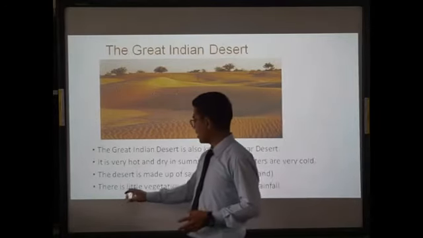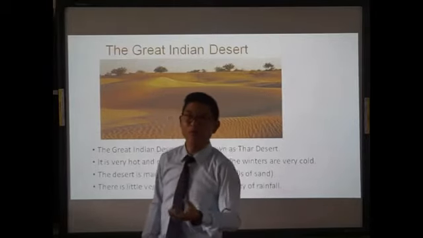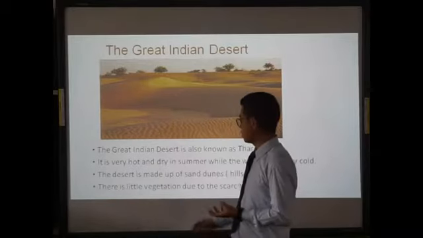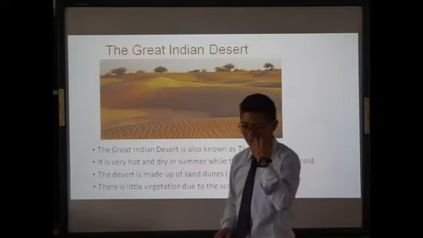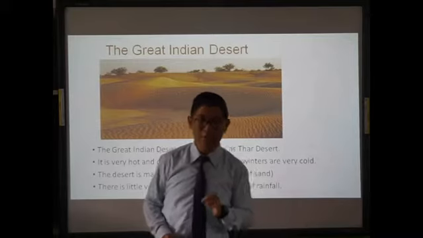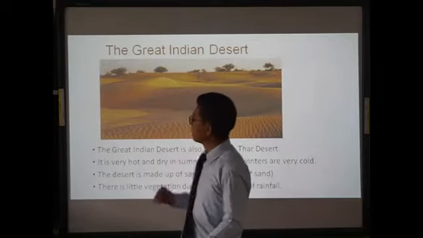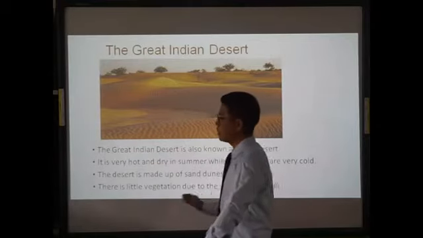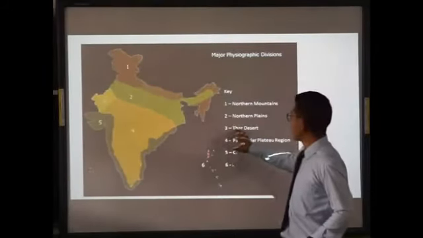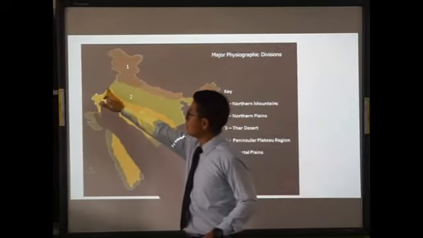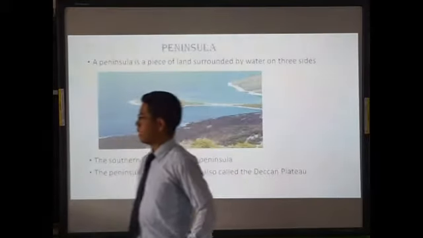Next, there is little vegetation. Vegetation means the production of crops and vegetables is very low, because of the scarcity of rainfall. Scarcity of rainfall means very little rainfall occurs. So this is about the Great Indian Desert, also known as the Thar Desert. It is located in Rajasthan. Let's see the picture here. The third number is the Thar Desert.